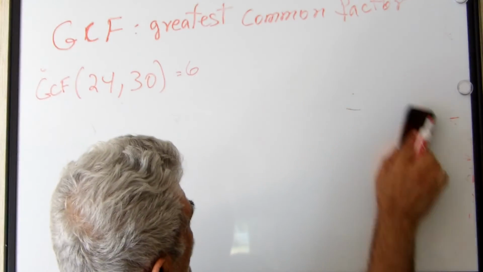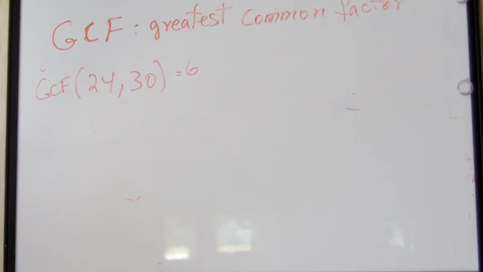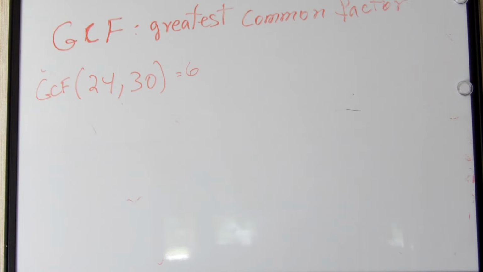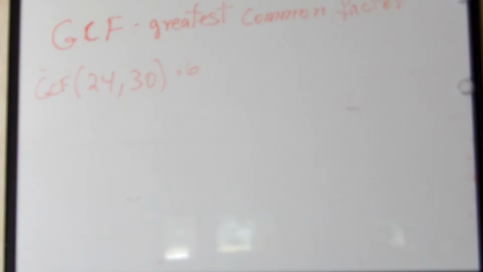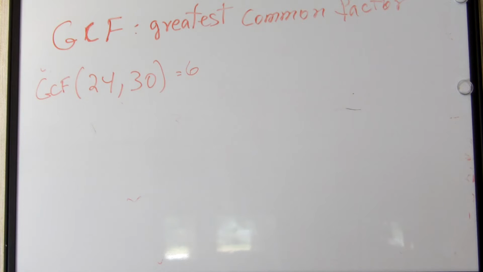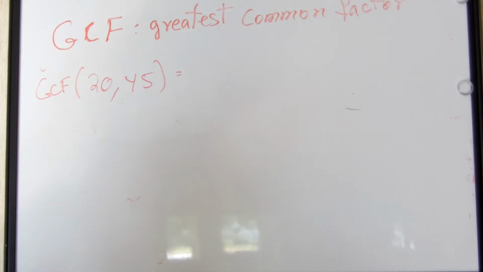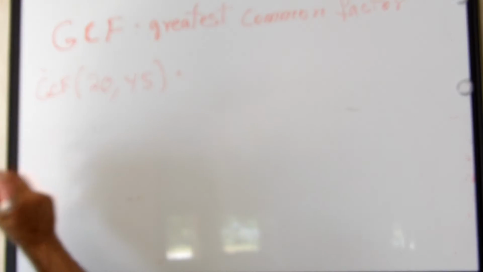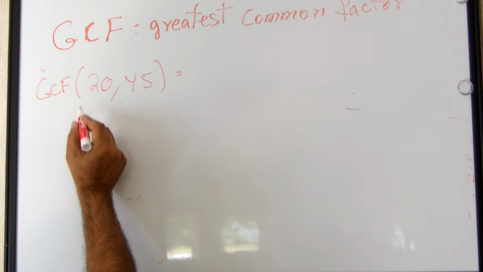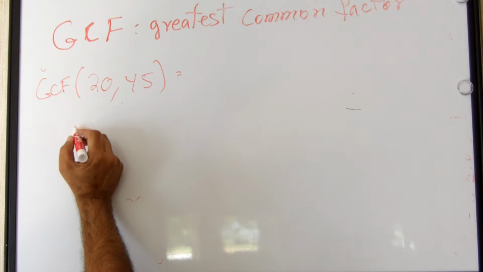So let's find out about other numbers. We are going to find the GCF of other numbers. Let's talk about 20 and 45. We write here 20 and 45. What we do here, we do the same thing. We factor. We are going to find out what the factors of 20 are.